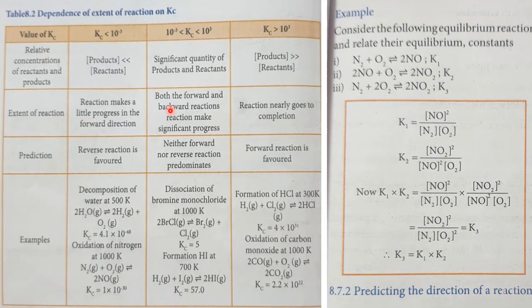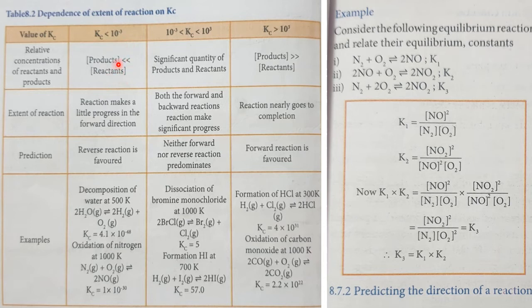The tabular column is given in your book. I have taken that tabular column onto the slide. The first column is the value of Kc: less than 10 power minus 3, in between 10 power minus 3 and 10 power 3, and greater than 10 power 3. Kc means the equilibrium constant with respect to concentration. Here we look at the relative concentration of the reactants and products, when Kc is 10 power minus 3.